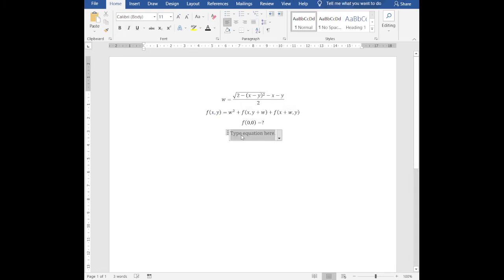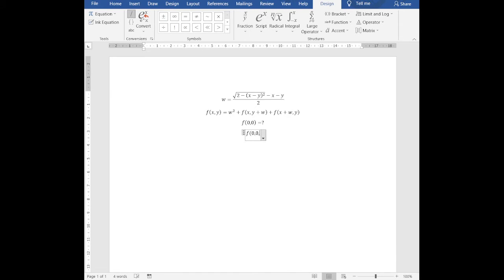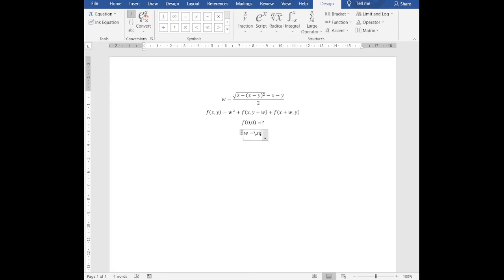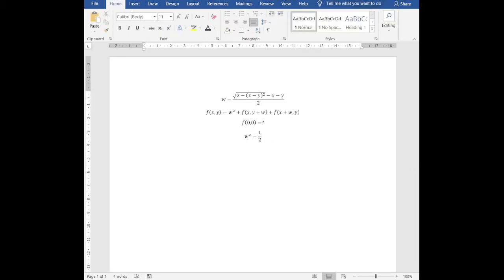Your first step might be to say f of 0, 0 equals, and then we need to find w. W is the first thing in that equation, so we say w equals square root of 2 minus, well, that's just 2 minus 0, and that's minus 0. I think I'm getting this right. Over 2. I'm doing this quite quickly, but we've got 0 minus 0 in there, minus 0 minus 0. So square root 2 over 2, we're squaring that, so we're going to have w squared equals half.